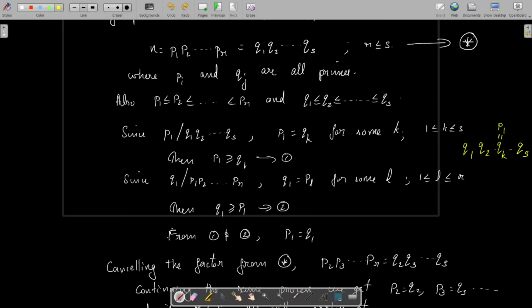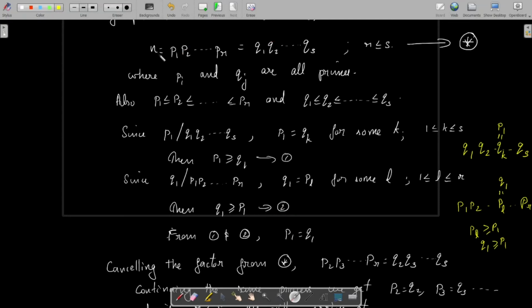Here also we have the product p1, p2, etc. pr. pl is somewhere here, and we showed that it is equal to the prime q1. Here pl is greater than or equal to p1 as per our assumption. So we may say q1 equals pl, therefore q1 is greater than or equal to p1. So this is our second expression, q1 greater than or equal to p1. So by 1 and 2 we can conclude that p1 equal to q1.